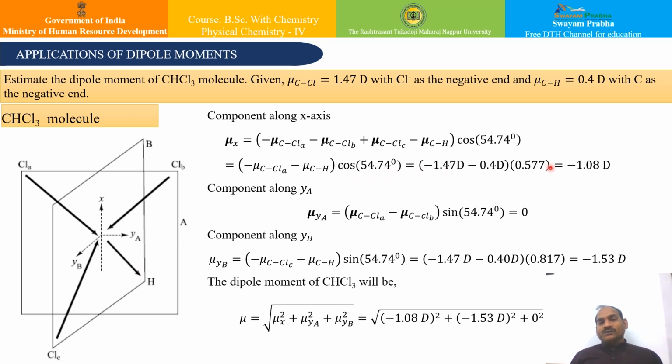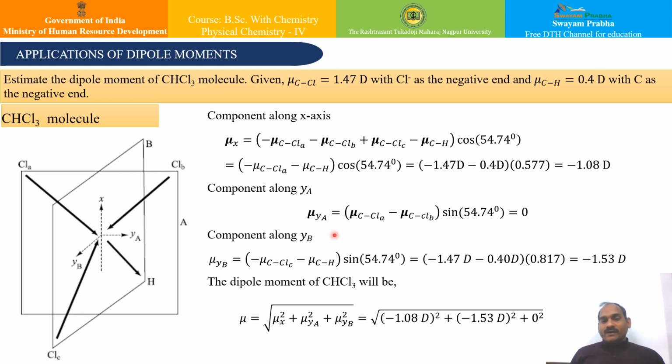If I substitute all the values, I get the value of the dipole moment along the x component in this case equal to minus 1.08 D. Now I have to calculate it along the YA component of axis and the YB component of axis. Along the YA component, the dipole moment will be the dipole moment of the carbon-chlorine A bond minus the carbon-chlorine B bond, into sine of 54.74.